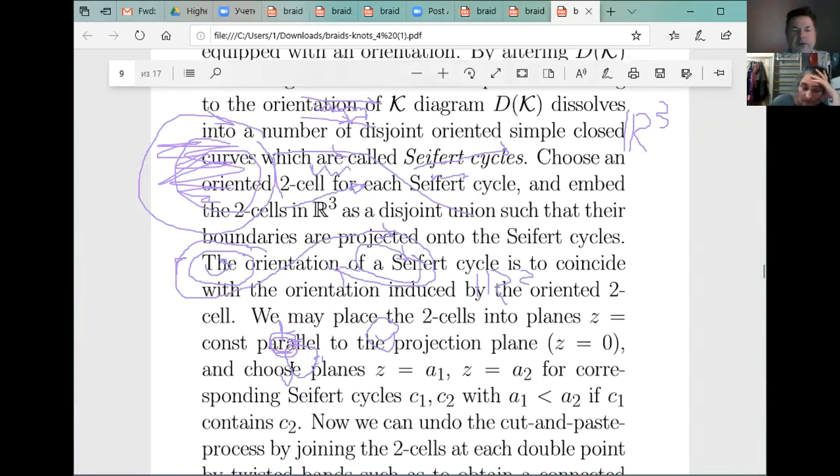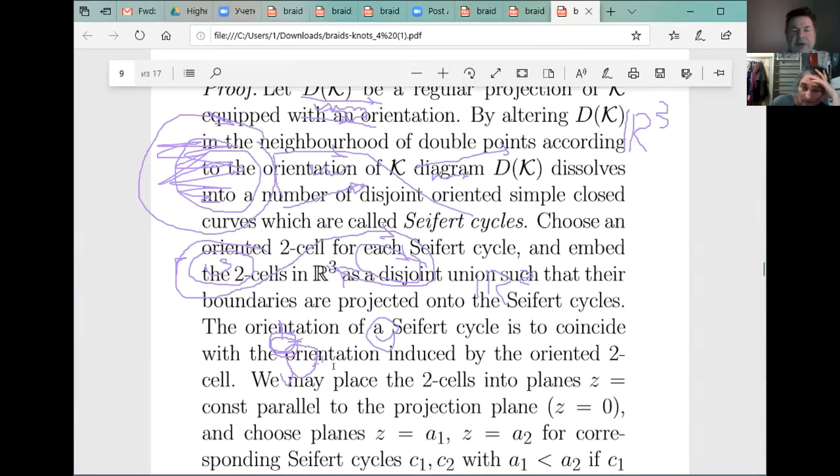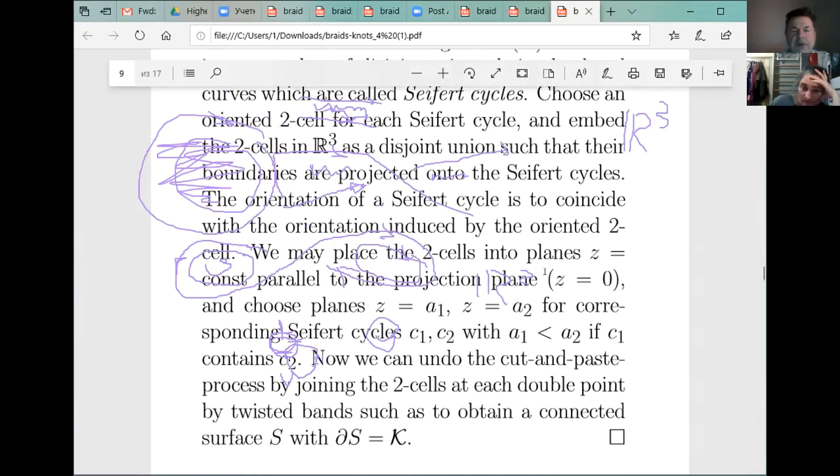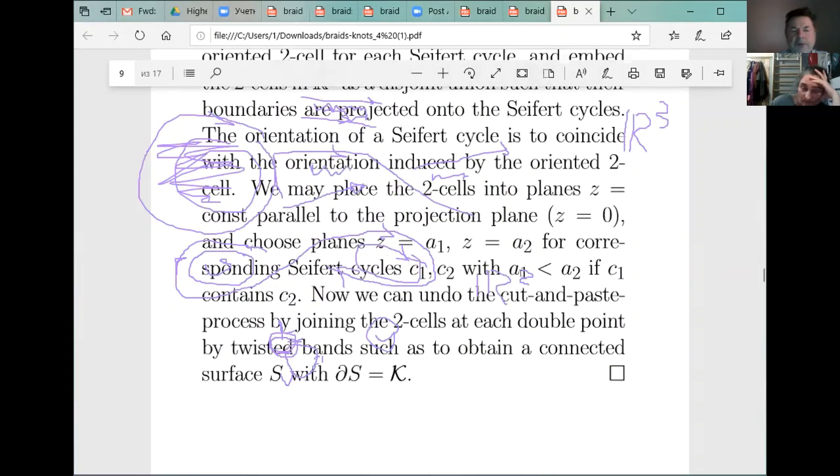So the idea would be that we may place these 2-cells in the planes, say at different levels. All right, so let us remember.